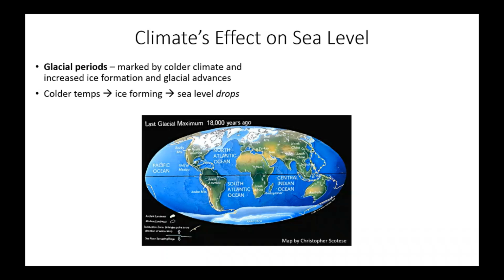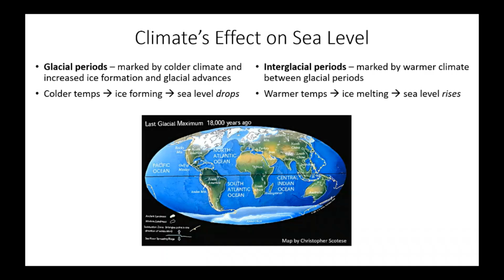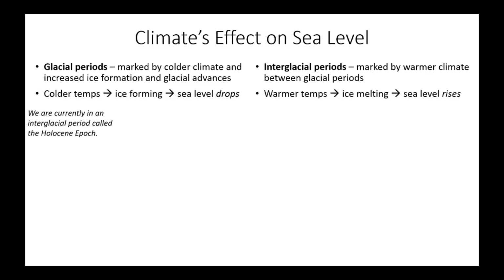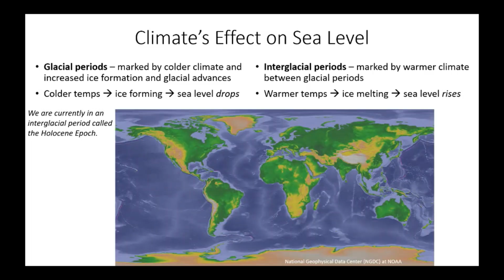In between these glacial periods are interglacial periods, which are periods marked by warmer climate that occur between the glacial periods. During warmer interglacial periods, ice melts into liquid water, which then flows into the ocean, causing the sea level to rise. Earth is currently in an interglacial period called the Holocene epoch, and sea level stands at the levels you can see in this map image. Human-driven climate change will force sea levels to rise, and more land will be covered by water in the future.